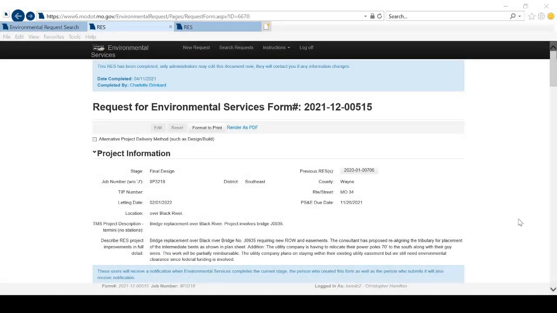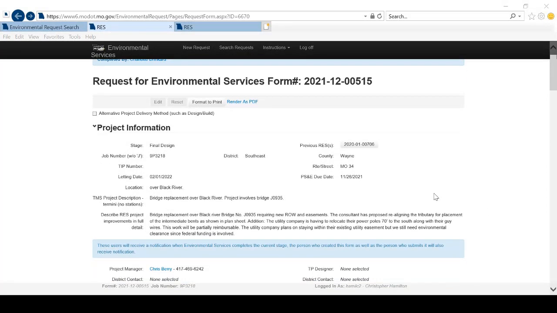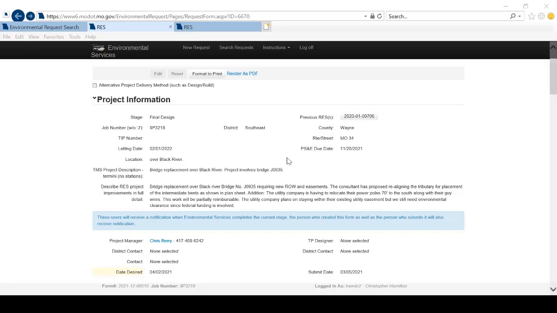So for today, we wanted to show you the RES, the Request for Environmental Services. These are forms that come out every time we get a new project. Up here, you'll find the information that the project has. So we have the project job number, we have the county and the route and street, and then we have our due dates here. So we have this location, the Black River, and we've chosen this location because it has a lot of special resources that we thought would be really great to show you guys.